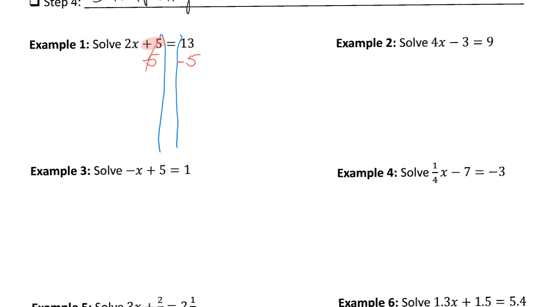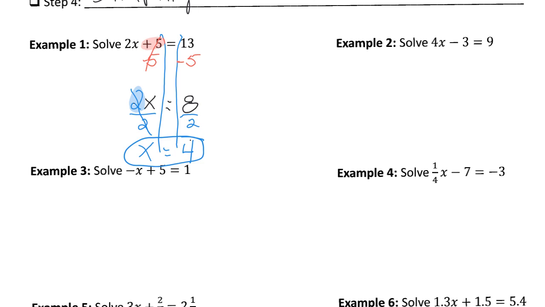So on the left side, I'm left with 2x. And on the right side, 13 minus 5 gives me 8. So I'm left with 2x equals 8. So I know that this is 2 times x. So I'm going to do the opposite of 2 times x, and I'm going to divide both sides by 2. Okay, so that leaves me with x is equal to 4. Okay, so that's important to remember, that you do the opposite of addition and subtraction, then the opposite of multiplication or division, and then we just simplify.